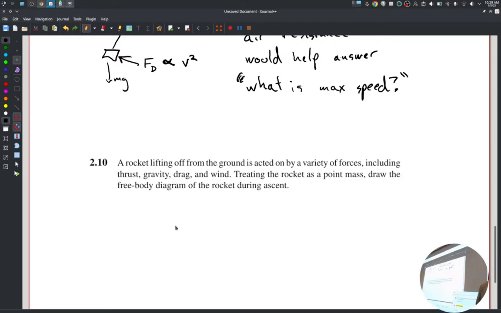And then it says draw it as a point mass. What else would you draw the rocket as? Why would it not be a point mass? If it's a point mass, what does that change about how you draw this diagram?